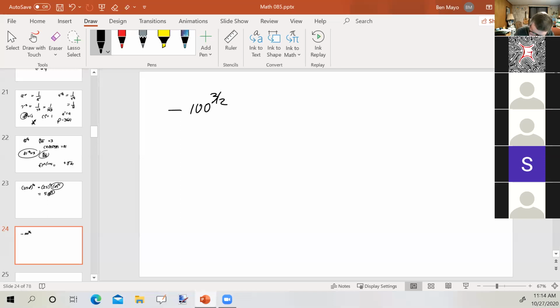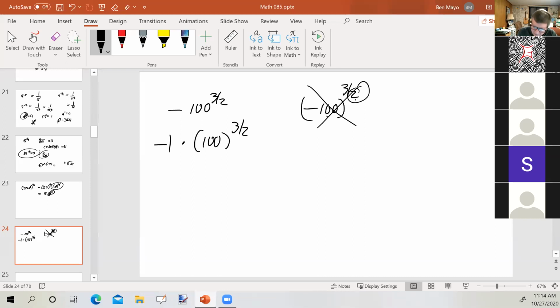The base is 100. If I wanted the base to be negative 100, it would look like this. This is not real because you can't take an even root of a negative number. This is as if it's -1 times 100 to the 3/2 power. If you want the negative sign included in the base, it's got to be grouped. So now I've got -1 times 100 to the 3/2 power.